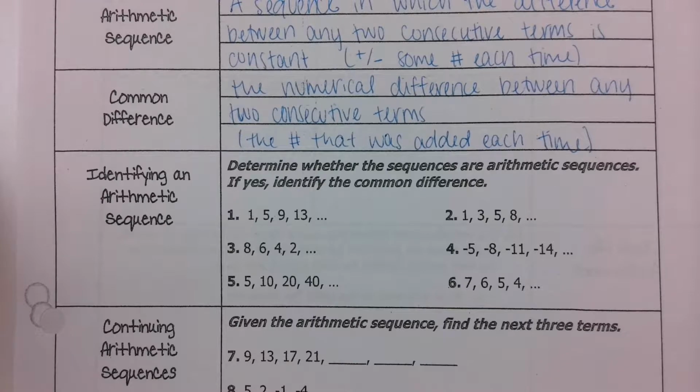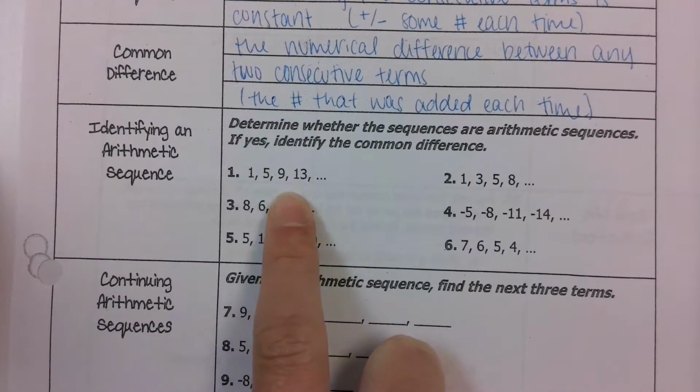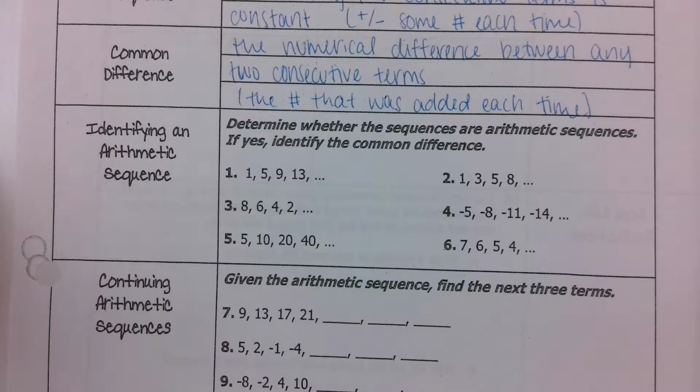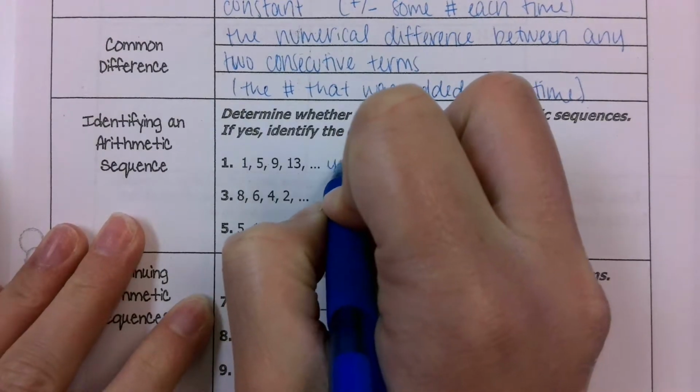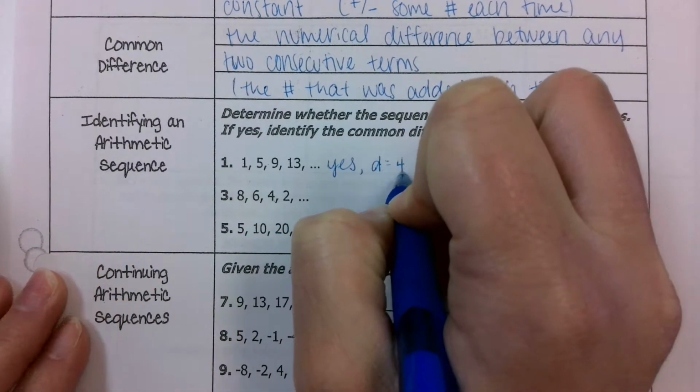Alright, so again, your arithmetic sequences are going to be adding some number each time. We're going to look at these sequences below and then decide if they're arithmetic or not. And if they are, we're going to tell what the common difference is. So if we're looking at the first one here, we have 1, 5, 9, 13. What do y'all think? Is that adding some number each time? It is, right? It's adding 4. So we'll say yes, it's arithmetic. And that common difference, the number they added, was 4.